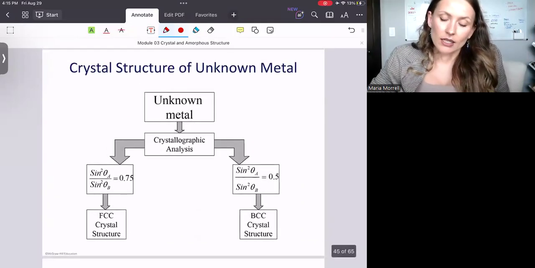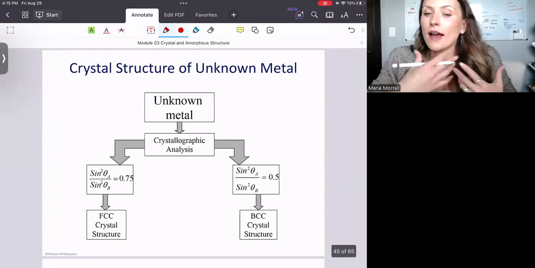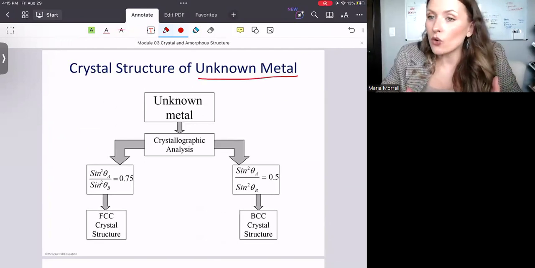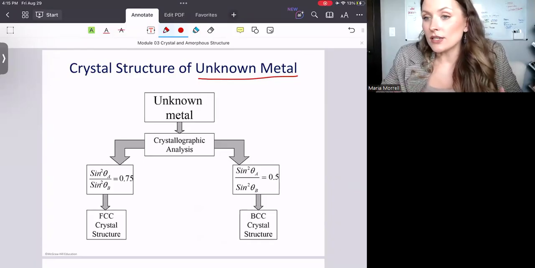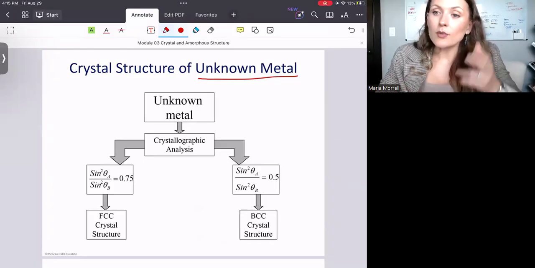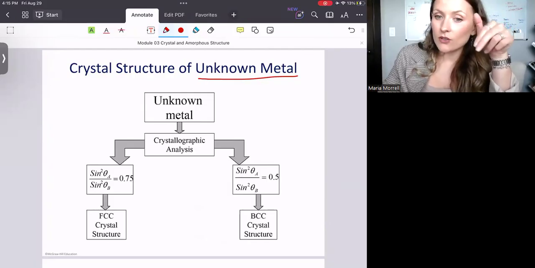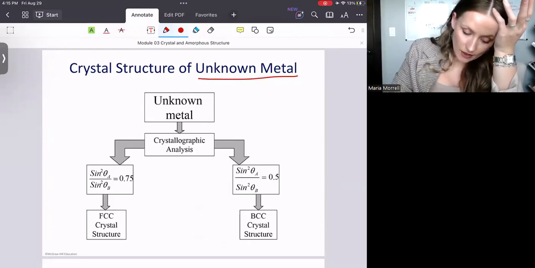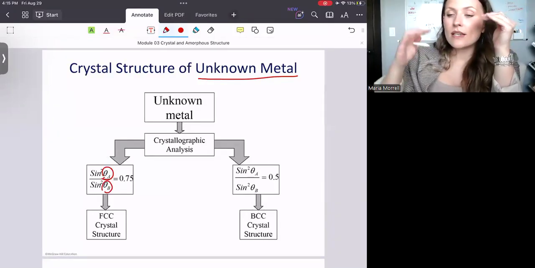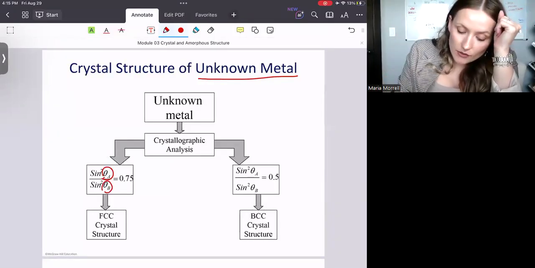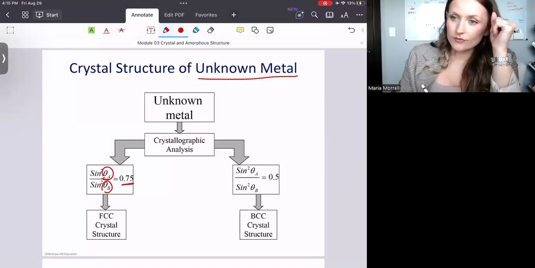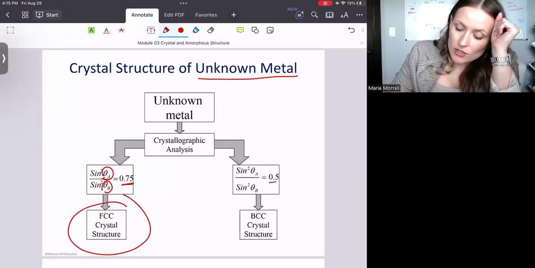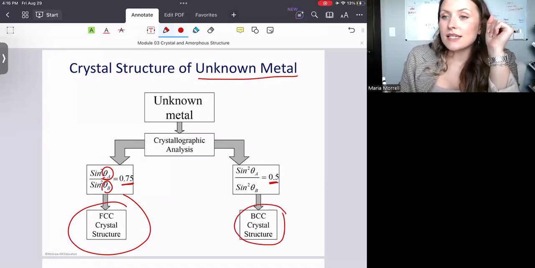So let's say I have an unknown metal. Somebody brings me a metal and they do not know what it is, but they are very interested in finding out its origin. I'm going to load it and perform a crystallographic analysis, meaning that I can easily measure these values. Once I find the ratio, if my ratio is 0.75, that means I'm looking at the FCC crystal structure. If my ratio is 0.5, I'm looking at the BCC.